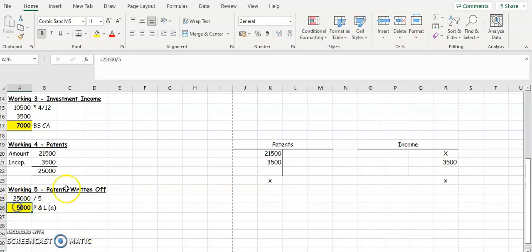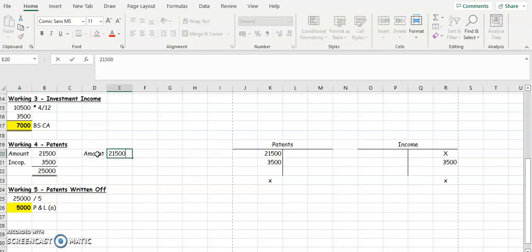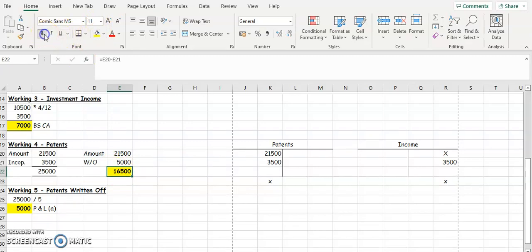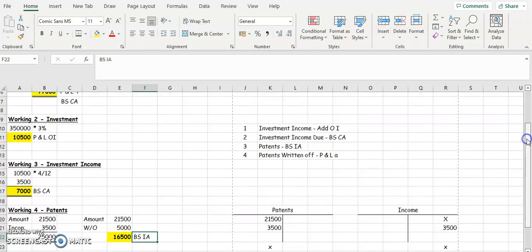And the last part then is because this is written off, we need to reduce our patents. So our patents of 21,500, we're going to reduce by the written off figure, which is 5,000. So our new patents then is going to be 16,500, and that's going to go into your balance sheet as an intangible asset.